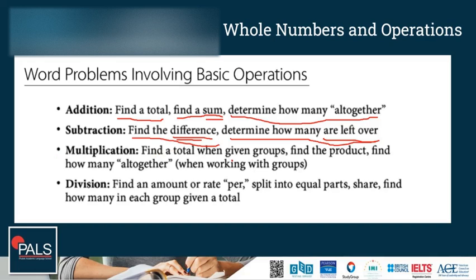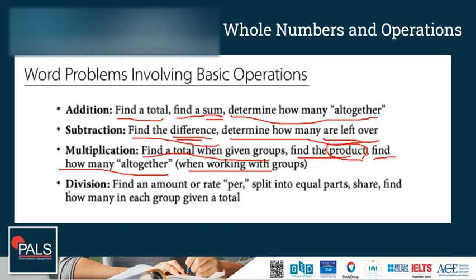Okay, the third one, multiplication. Find a total when given groups. Then find the product. And the word product refers to the answer for multiplication. Then another phrase is find how many altogether. So find a total when given groups and find how many altogether. We use multiplication when working with groups.